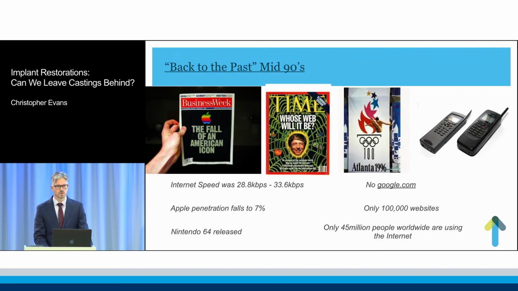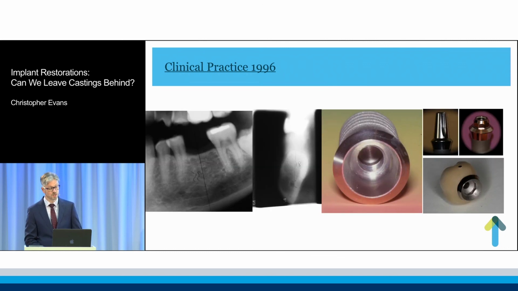When I first started with implant dentistry back in the mid-1990s, there has been a significant change in both the world itself and digital technology from that time, and that has followed through into implant dentistry. At that stage, internet speed was very, very low at only 20 odd kilobits per second. Apple had a very low penetration of the market space of around 7%. There was no Google.com. The Olympics were held in Atlanta in 1996 and about 45 million people were using the internet at that point in time.